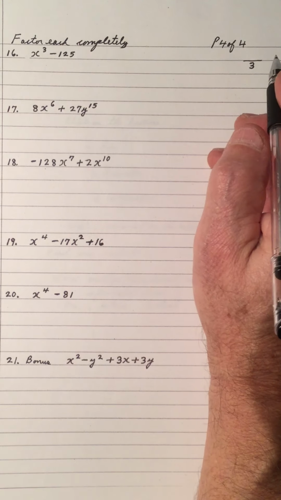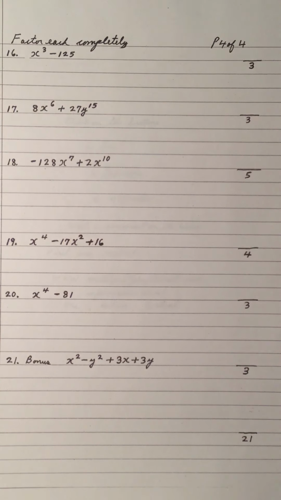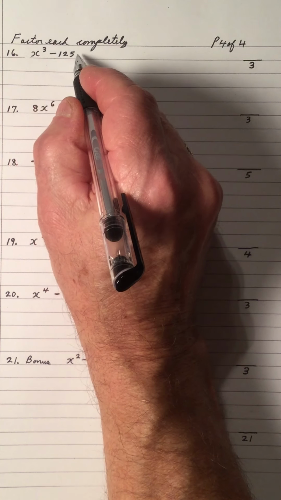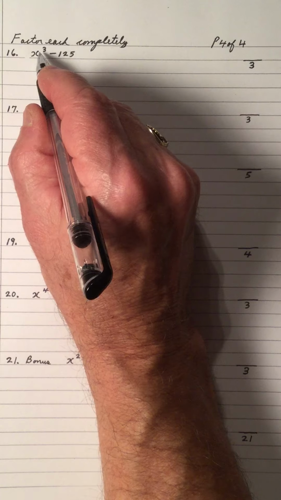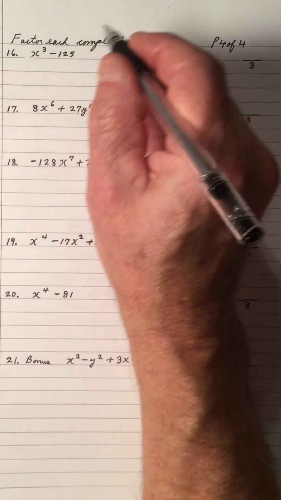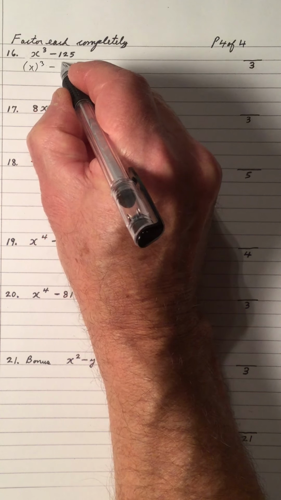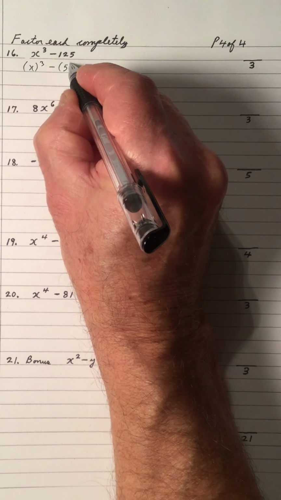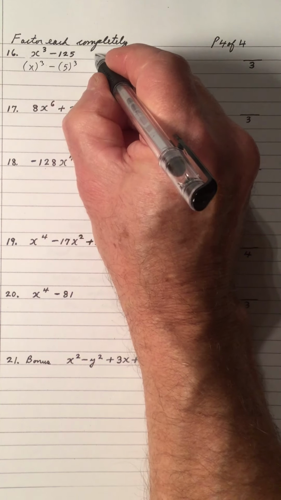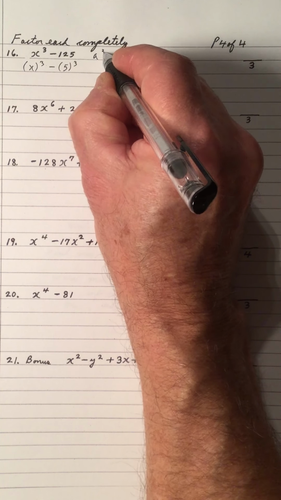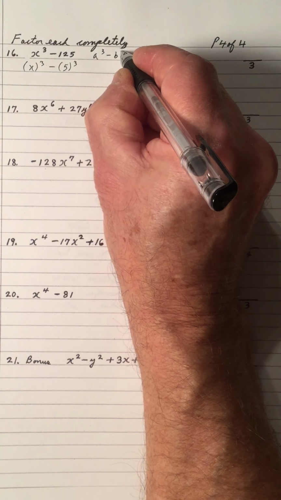Factor completely. Now we have number 16. Descending order is x cubed and a constant, but I see a cube. So that means that this is made up of an x being cubed minus 5 being cubed. So that's the difference of two cubes. So that's an a cubed minus b cubed.